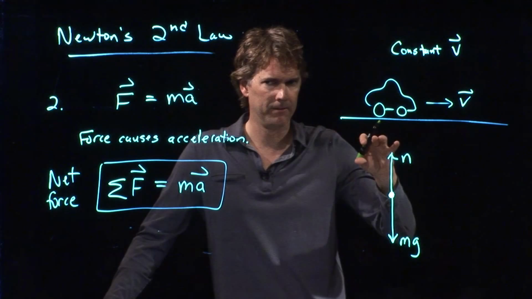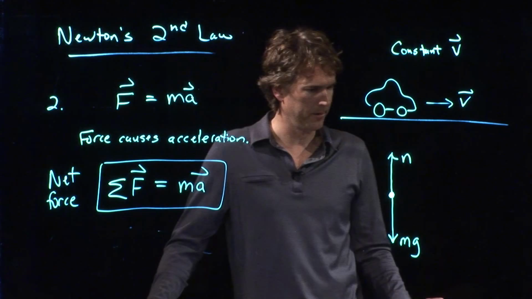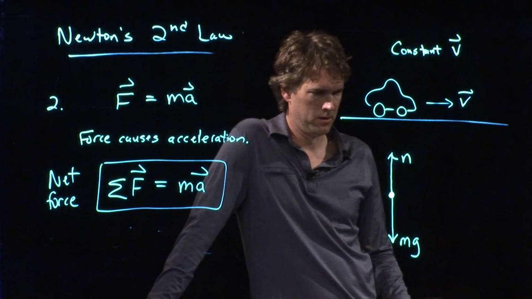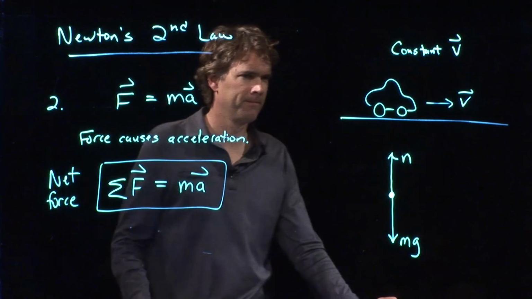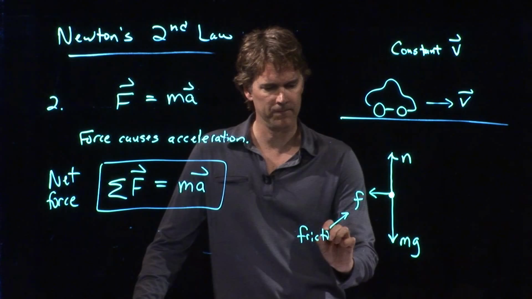Anything else I need here? Peter, what do you think? What else should I draw on my free body diagram? I think you should draw friction. Friction. Which way should friction be going? The opposite way that the car is moving. Okay. And how big should I make friction compared to these other things? Relatively small. Relatively small. All right. I like that. So let's make friction relatively small. We'll label it with a script lowercase f. All right. And what else?